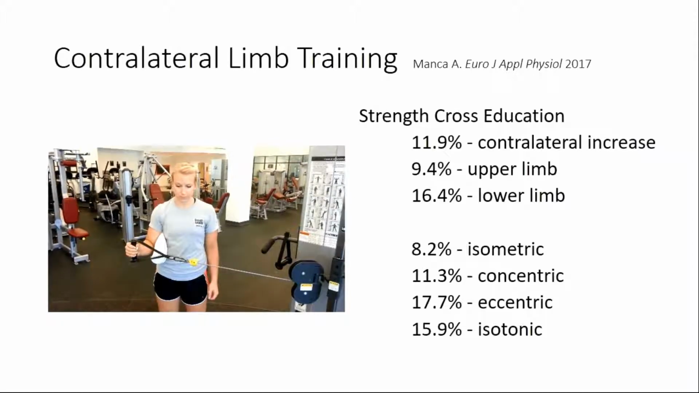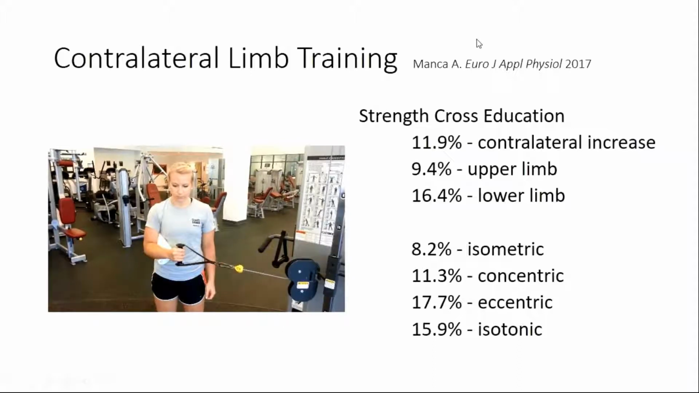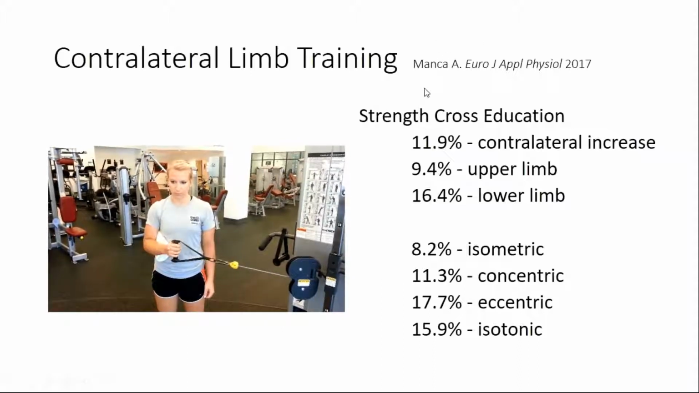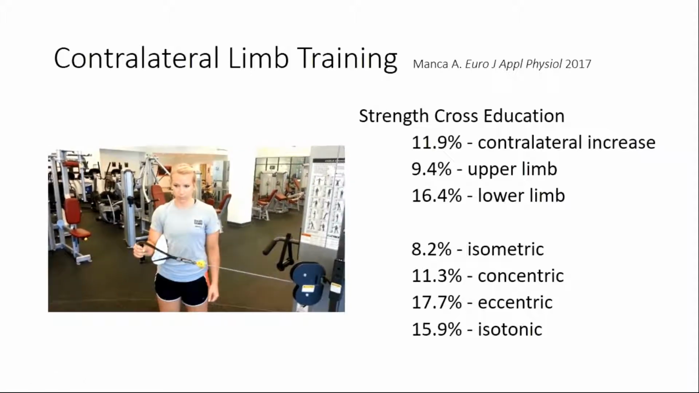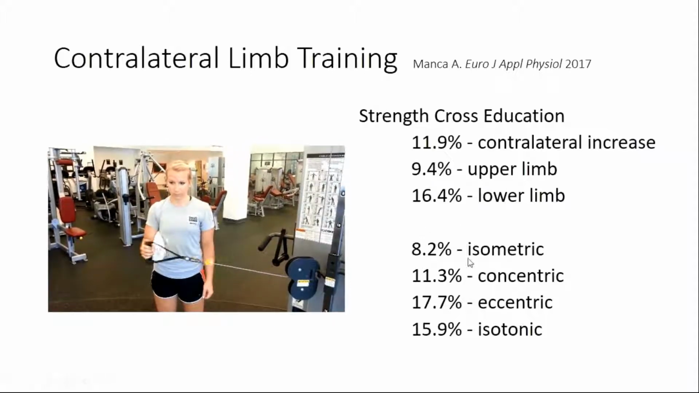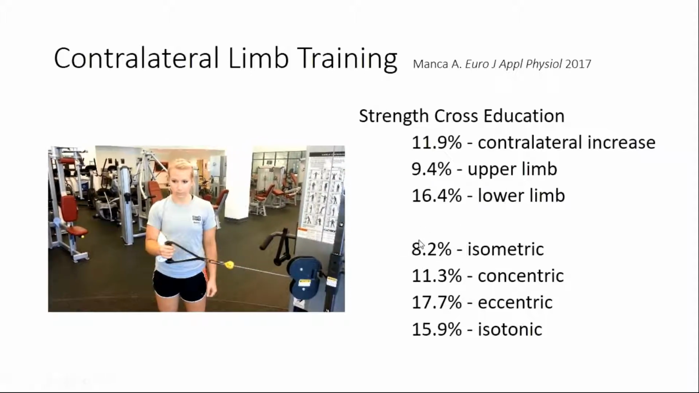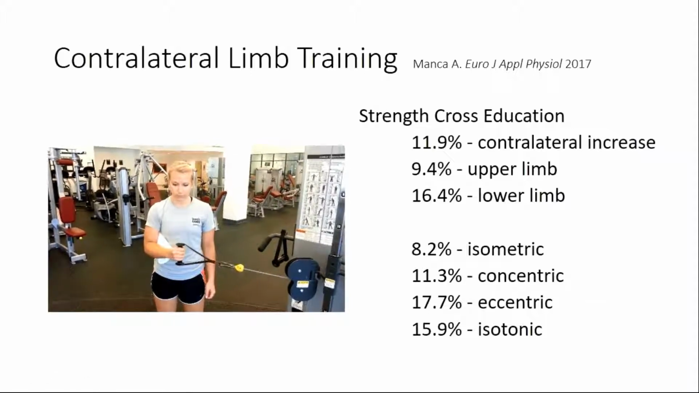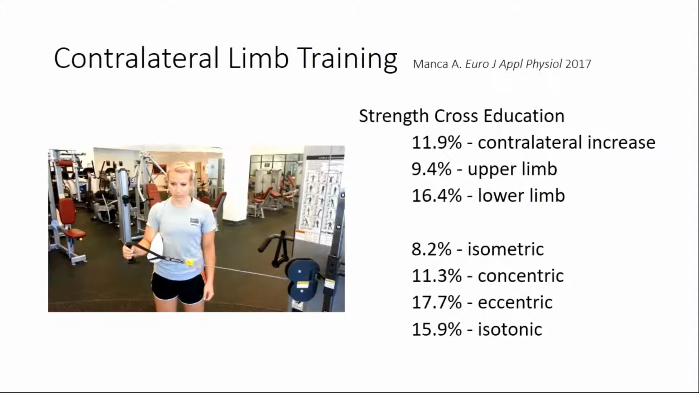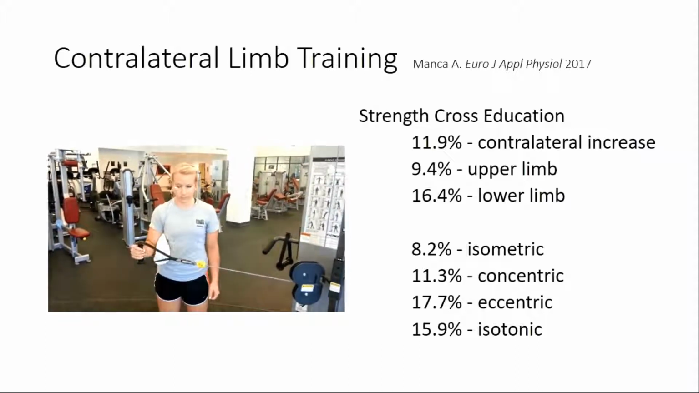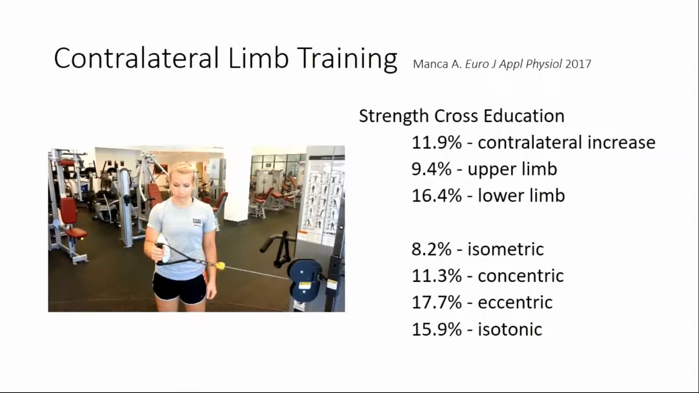And so that Manka meta-analysis that came out at the end of last year was a pretty solid review paper that covers about 30 of the trials on cross-education and contralateral limb training. And you can see the numbers there. It changes based on the upper and lower limbs. The values will change a little bit, and then the different types of exercise. The other important variable is hand dominance. There tends to be a stronger change if the uninvolved limb, the limb that you're not training, is the dominant limb.